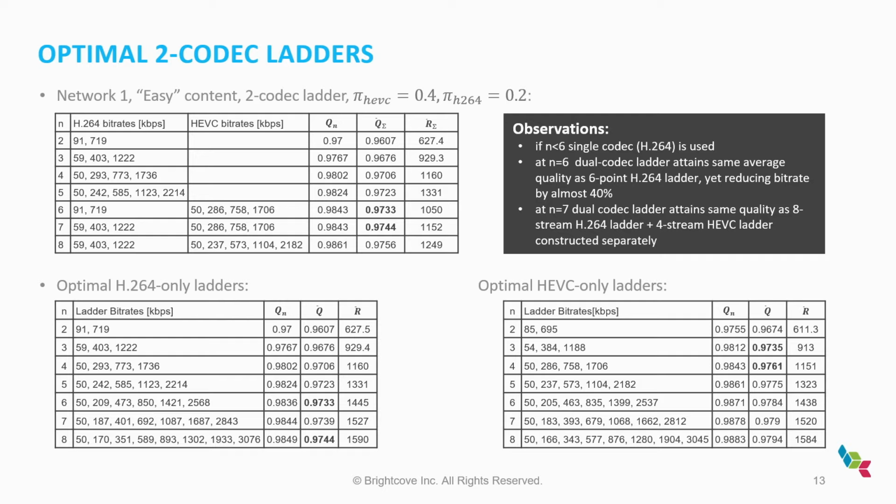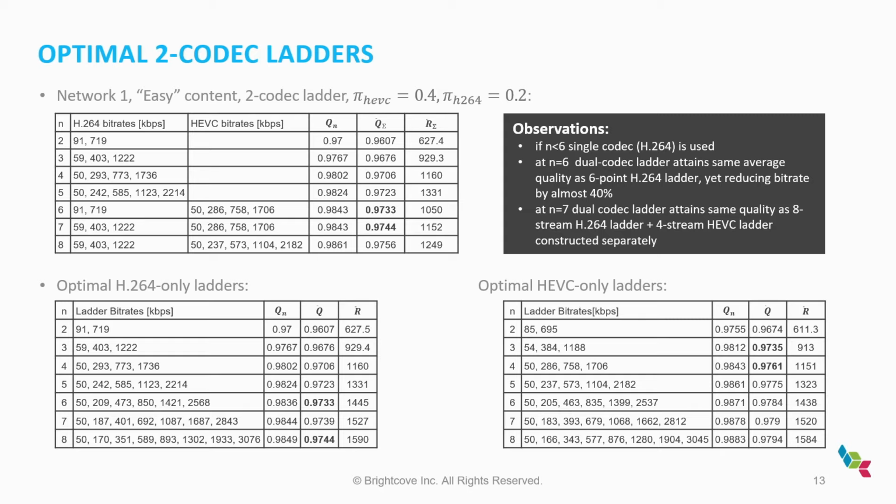So if you look at the bit rates and the quality that we achieve at 6.6 streams with this mixed profile, it is equivalent to the quality achievable with a 6-stream H.264 only profile, right? But then the bit rate will be like 40% less. It's 1050 versus 1445. So this mixed ladder has dramatic utility.